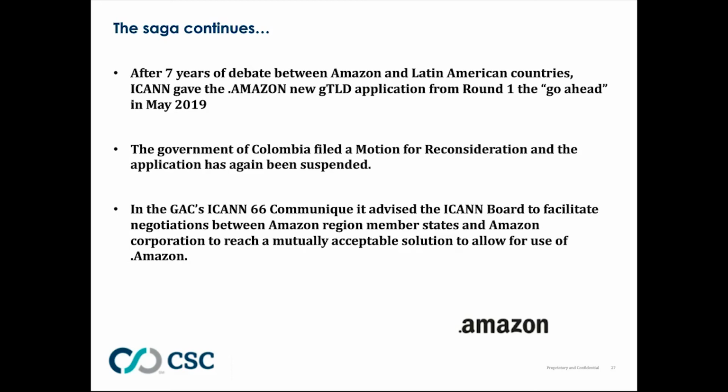So there's been a lot of discussion, particularly within the GAC, and in the GAC's ICANN 66 communique, it advised the ICANN board to facilitate negotiation between the Amazon region member states and Amazon Corporation to reach a mutually acceptable solution to allow for the use of .amazon. I think what everybody's trying to get at is this may not be a TLD that can be used exclusively by Amazon, the corporation, that maybe there's some way they can agree to some shared use.